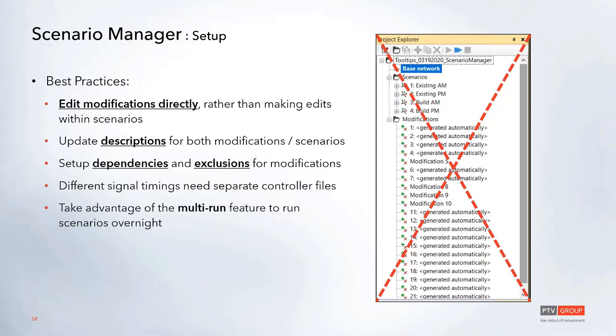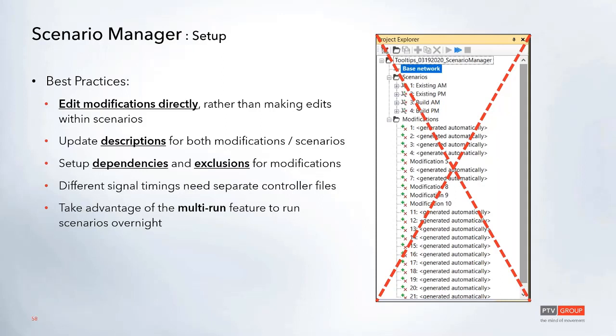And then it is also very important to update those names and descriptions. So even if you do add a new modification, we do recommend going back in and updating the name to something more recognizable. That way you can easily keep track of what exists within each of the scenarios. And then setting up those dependencies and exclusions for modifications can also help you when you're adding those to different scenarios, just as a second check.